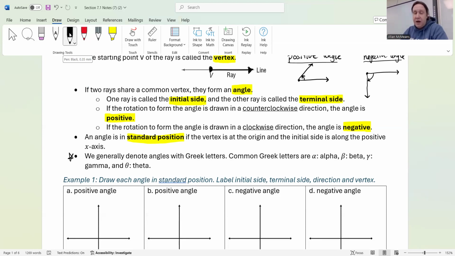You'll see alpha, beta for sure, theta for sure, omega, and maybe phi in chapter 7. So you're going to see several Greek letters, so be on the lookout for those.